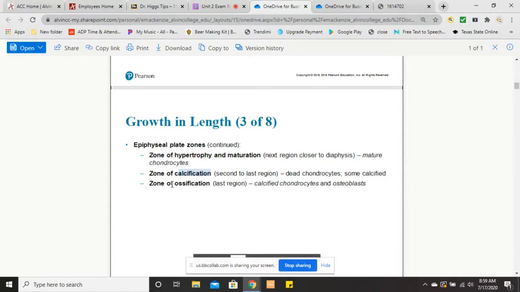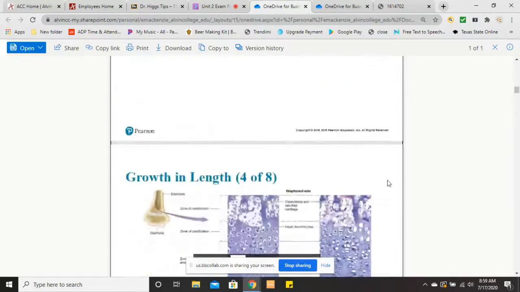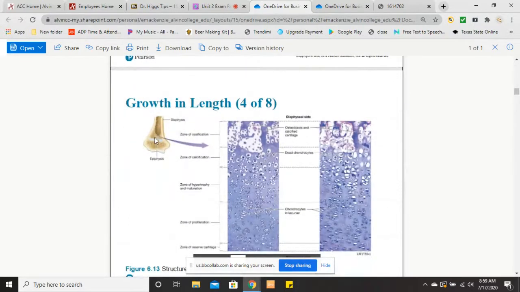So once you have the signal, you're going to go on to the last zone, the zone of ossification. Remember, ossification is the process of making bone. And you remember, osteoblasts build bone. So in this zone, you now have osteoblasts coming to make bone. And it's almost like you're adding more layers to the diaphysis. That's why you grow in order towards the diaphysis. This is how you're going to get taller. Recruit cells from the reserve cartilage, have them split into daughter cells, proliferation, have them grow bigger. You can literally see that. They get bigger and older, hypertrophy and maturation. Then they die and calcify, calcification, then you begin to build bone with your osteoblasts, ossification.